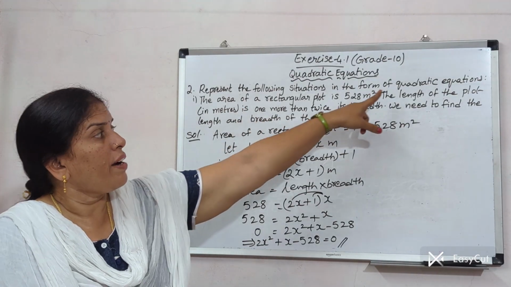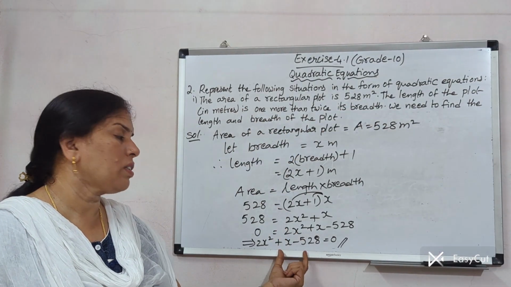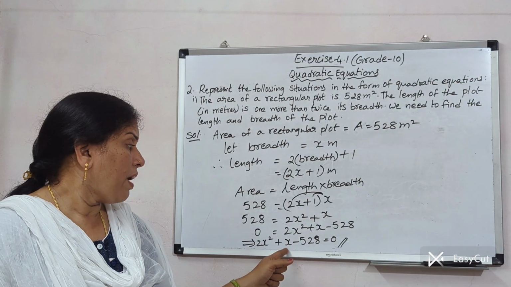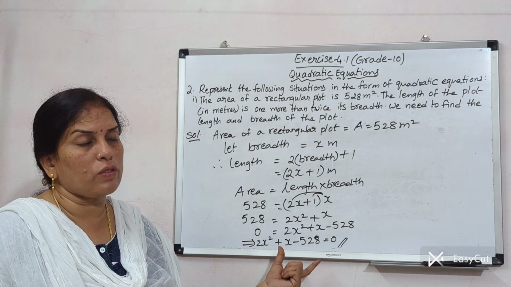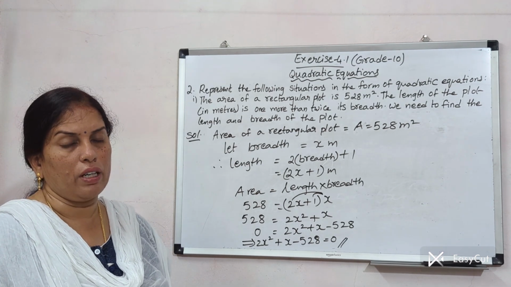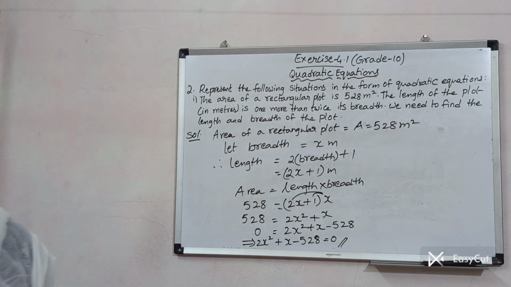They asked to find out the quadratic equation. We got the quadratic equation. Why? This is in the form of ax square plus bx plus c form, no? That's why this is called the quadratic equation. We will go to the next question.